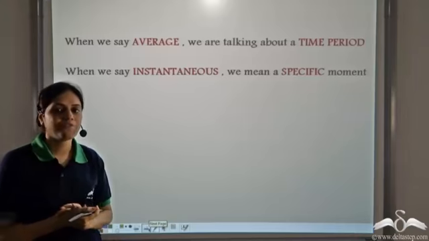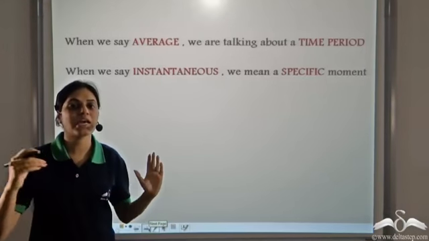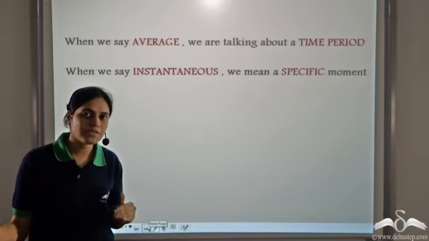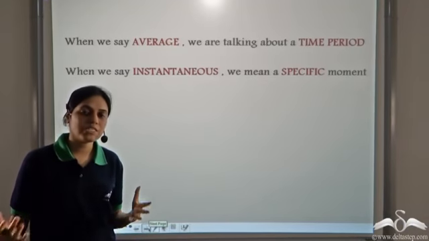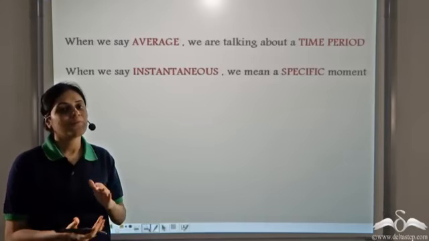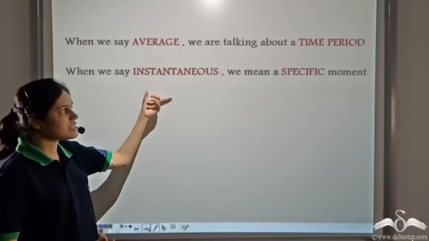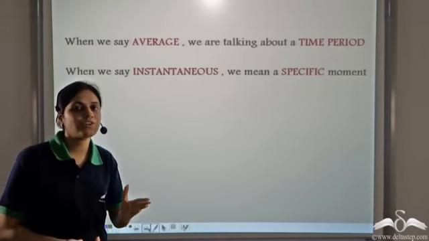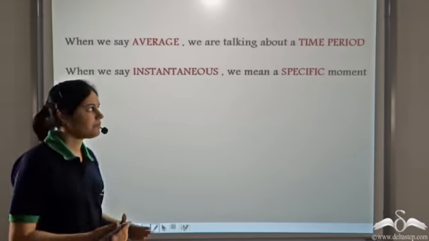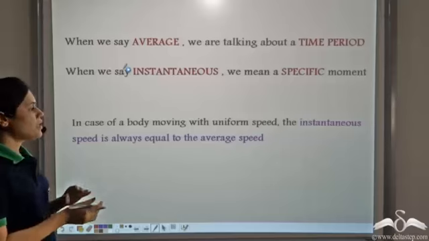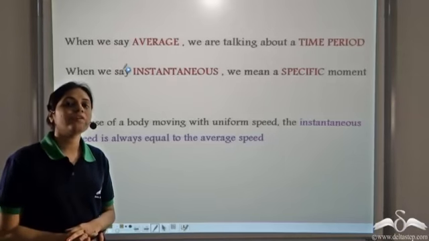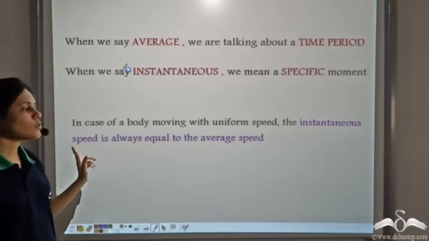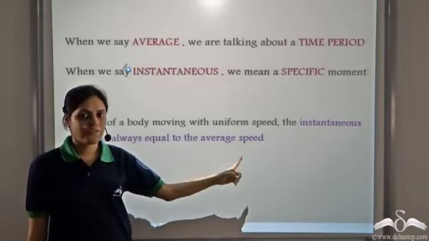So when we say average, we are talking about a time period. That time period can be 1 minute, 1 hour, 20 hours, whatever. But when we say instantaneous, we mean a specific moment, a particular moment in time. And in case of a body moving with uniform speed, the instantaneous speed is always equal to the average speed.